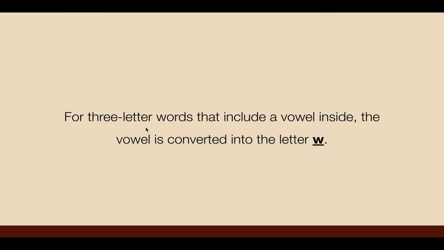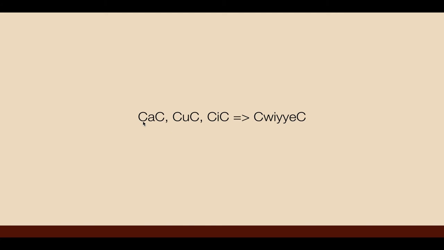For three-letter words that include a vowel inside, the vowel is converted into the letter W. Consonant A consonant, or consonant U consonant, or consonant E consonant, becomes consonant, W, E, and then consonant.